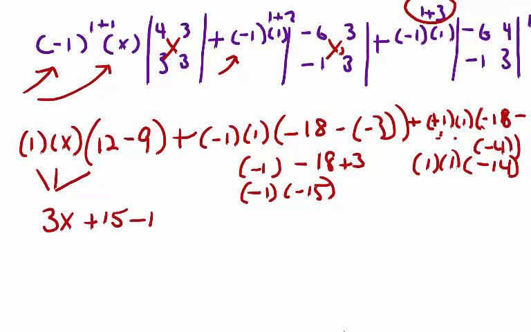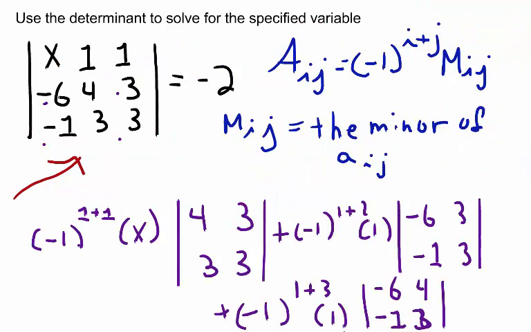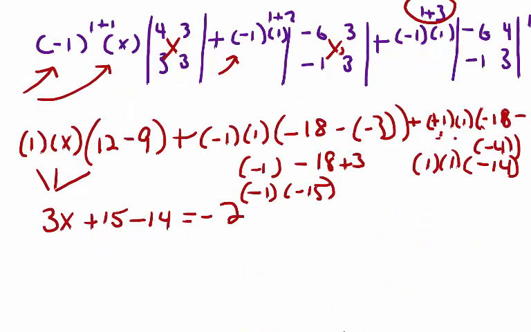gives us negative 14, and we set this all equal to negative 2, which is what our equation was set equal to at the beginning. Combining like terms, 15 minus 14 equals 1. 3x plus 1 equals negative 2.